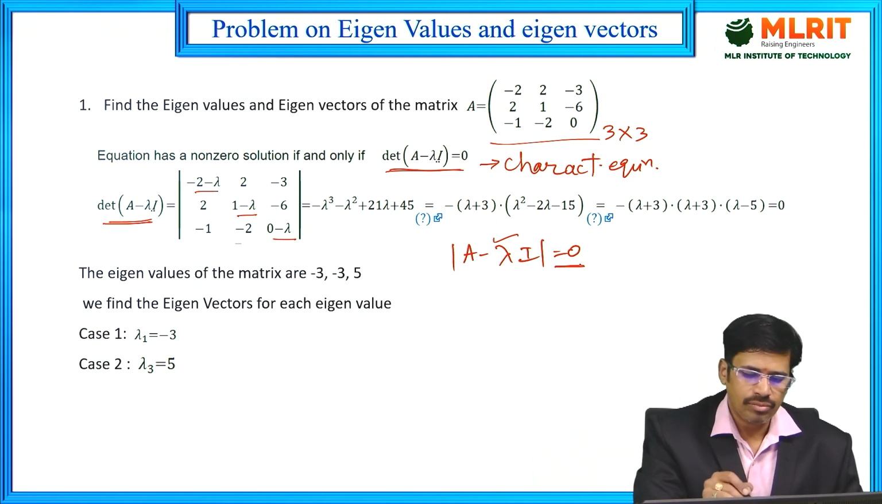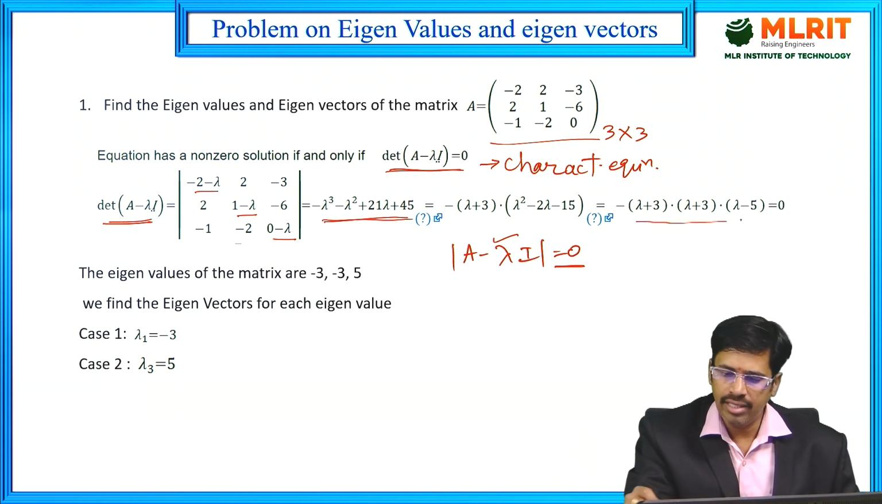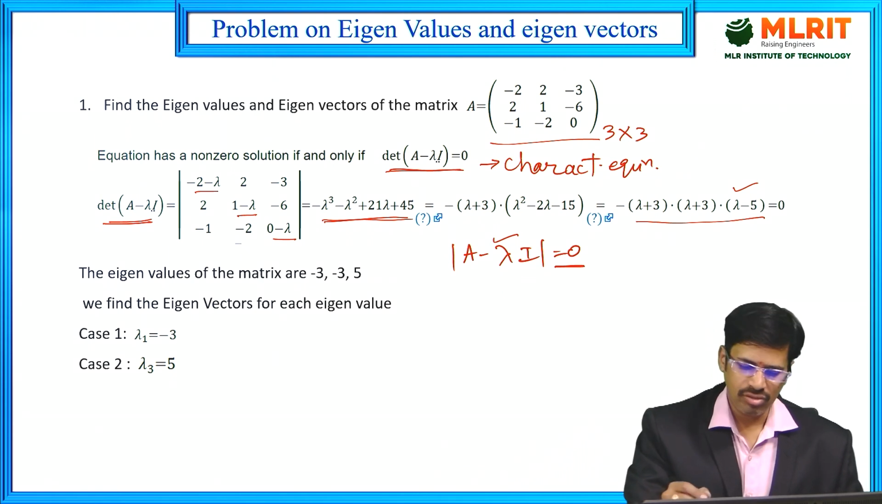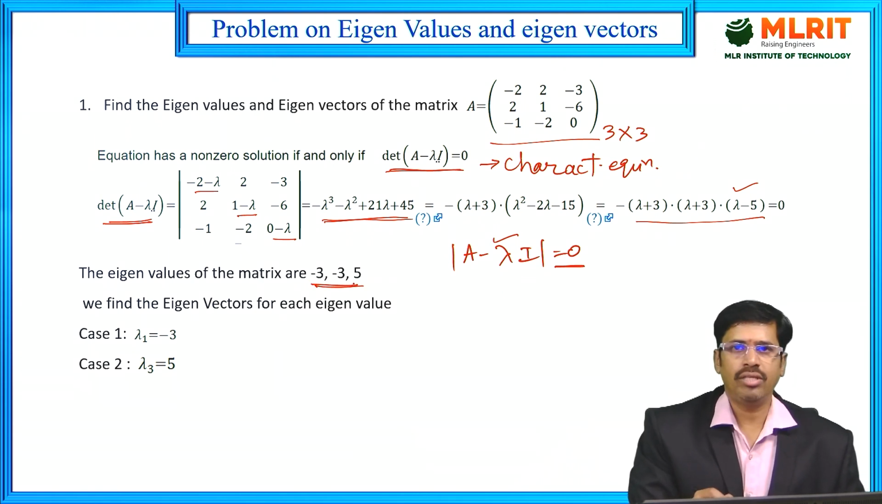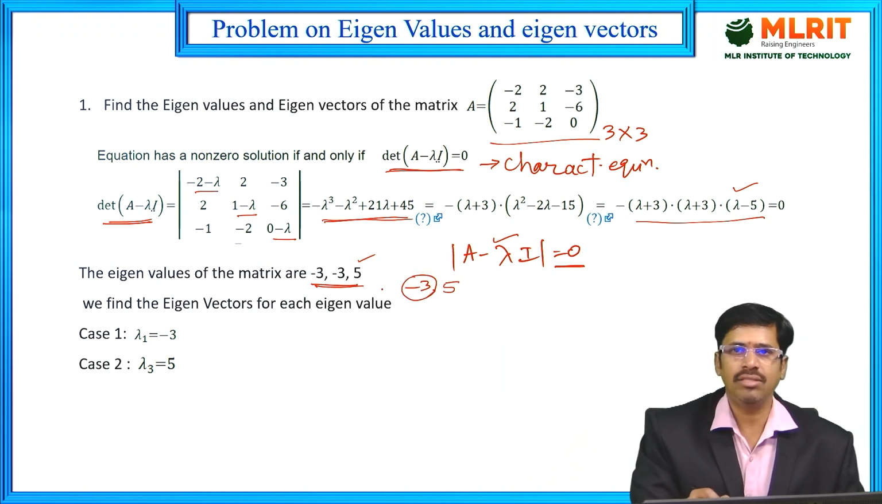Right. So on finding the determinant, we get a third degree polynomial in terms of lambda. So we can write this as the product of three first degree polynomials, lambda plus 3 into lambda minus 5 equal to 0. So on simplifying this, we get three eigenvalues: minus 3, minus 3 and 5. So here we got repeated eigenvalue minus 3, and 5 is another eigenvalue. Altogether we have minus 3 and 5, two eigenvalues, among which minus 3 is repeated.